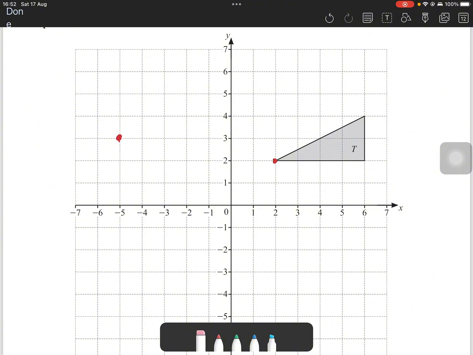Similarly, we also translate the other point, for example, this blue point. We move 1, 2, 3, 4, 5, 6, 7 units. Then we move up 1 unit. So the image is here. And after you have the two points of the image, you can draw the answer. The answer of the first question is this, and we need to label the image K.